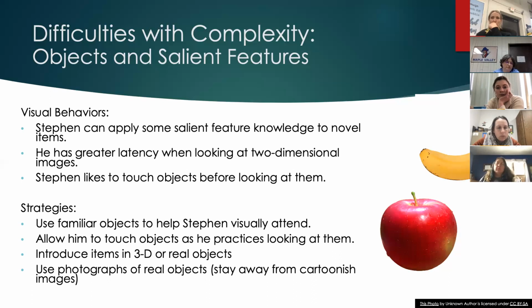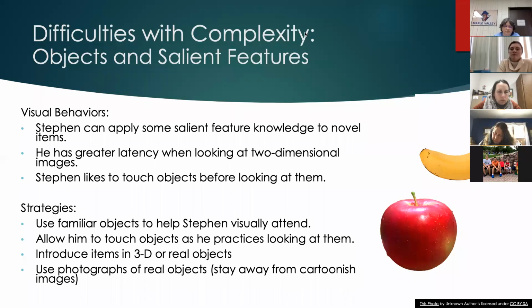So for Stephen, he can apply some salient features, his knowledge about that, to novel items. Okay, so he could maybe tell the difference between a banana, for example, and a red apple. He has a greater latency time when looking at 2-dimensional images, and he likes to touch objects before looking at them. Okay. So for strategies for Stephen, we would let him have familiar objects so he can start visually attending to something, and then we'd progress from the familiar to the more unfamiliar. We'd allow him to touch objects as he practices looking at them.